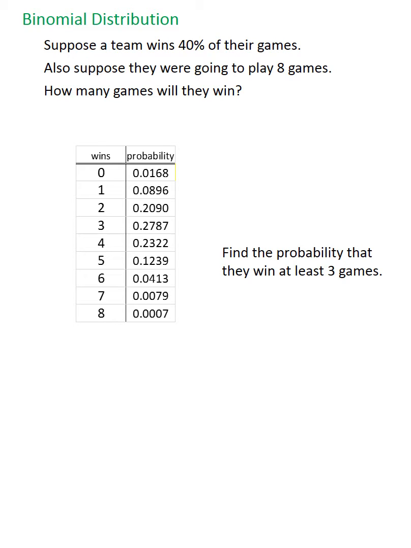For example, what is the probability that the team will win at least 3 games? Recall that at least 3 means 3 or more, and we soon realize that if we add up these probabilities, we will get the probability of this team winning 3 or more games. In other words, 3 through 8, or 3 through all of their games. Adding these up gives us about 68%.